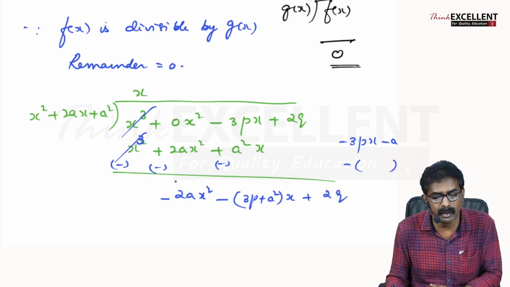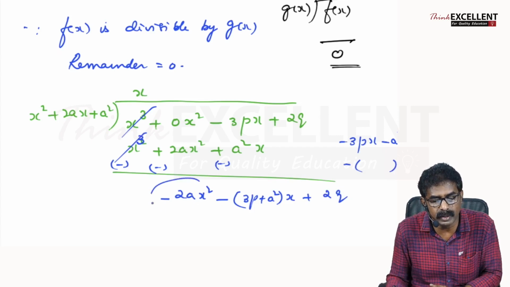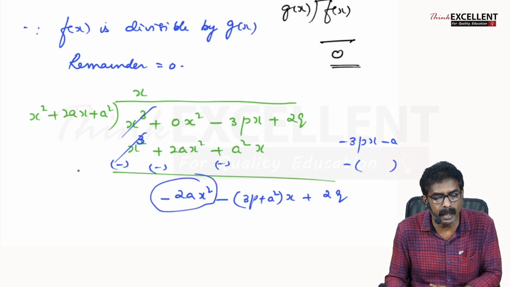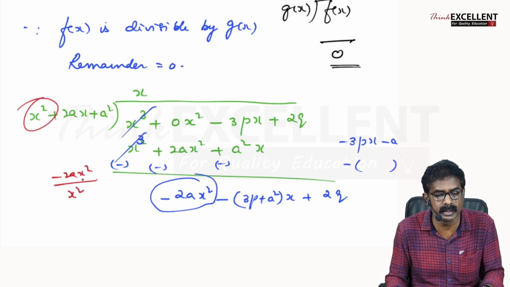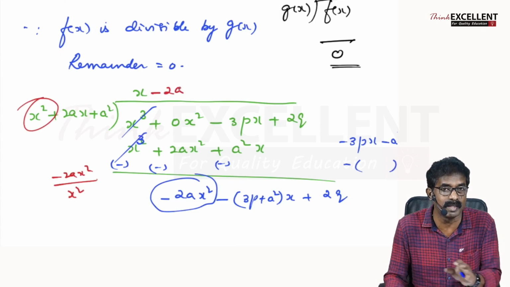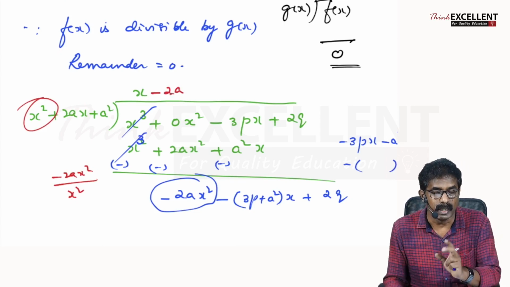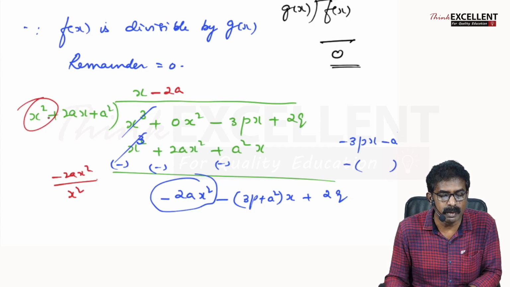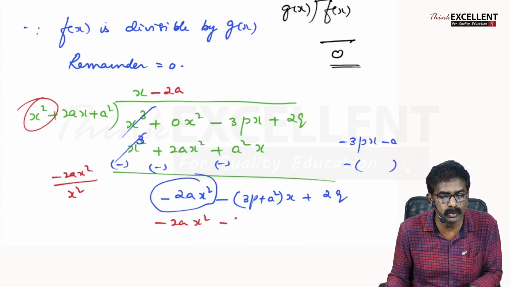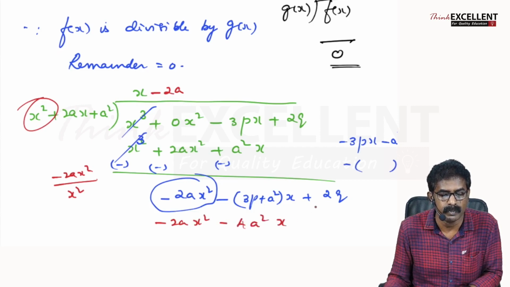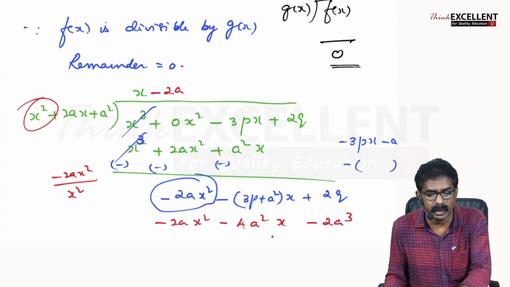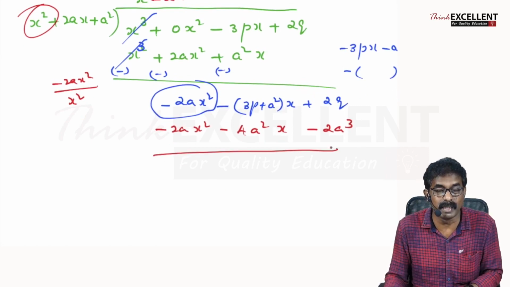Now for the next term, see what you have: minus 2ax square, right? So minus 2ax square divided by this x square, the x square cancels, giving minus 2a. So right here minus 2a, this is a very important step. Next two lines, listen very carefully. By this minus 2a, multiply everything: minus 2a x square, then plus into minus is minus, 2 2s are 4a square x, 4a square x, then minus 2a cube.